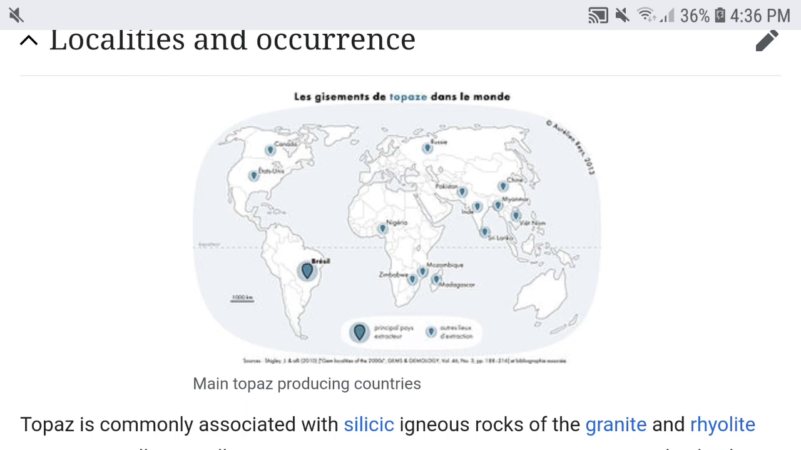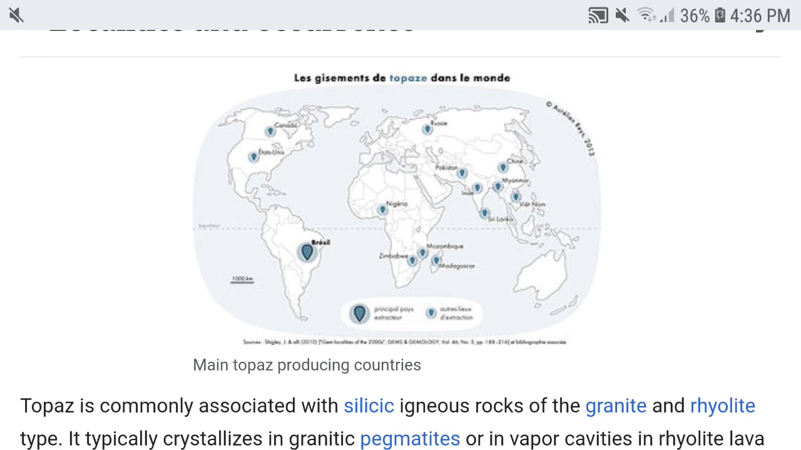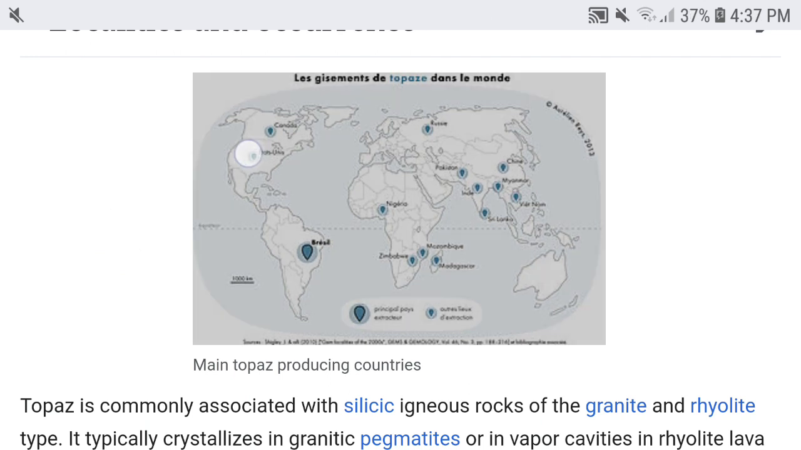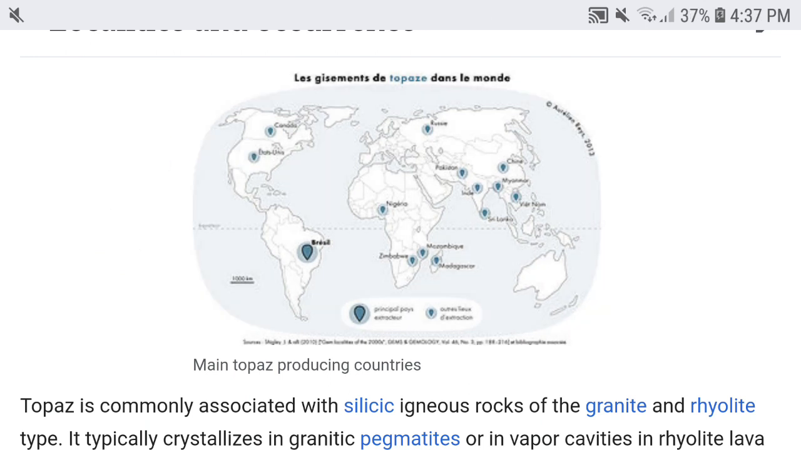In the US we have what is that? I don't know what that is. Is that Ohio or Utah, I guess? I don't know what that said. And then Canada as well.